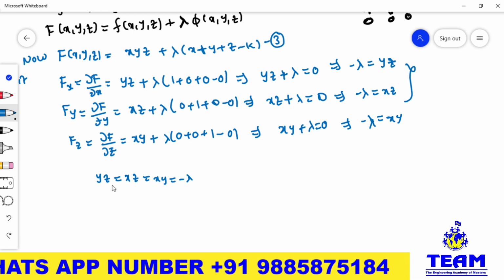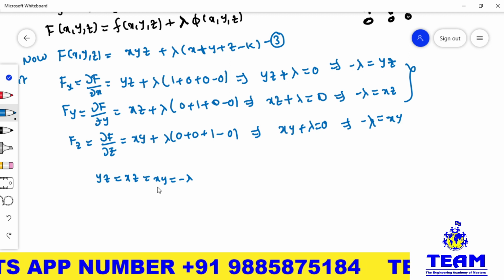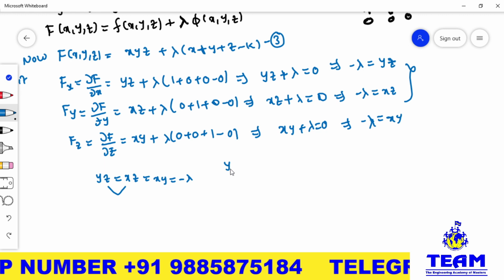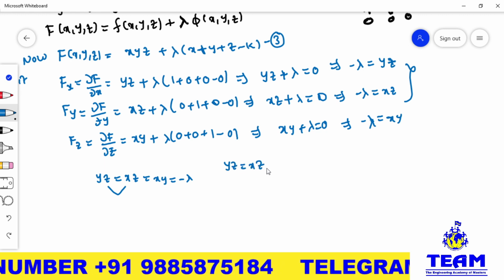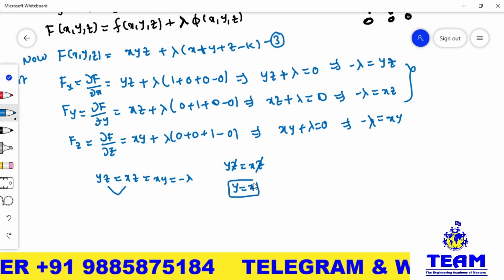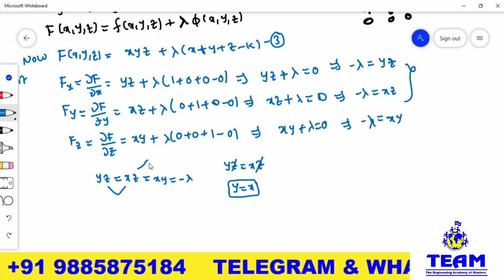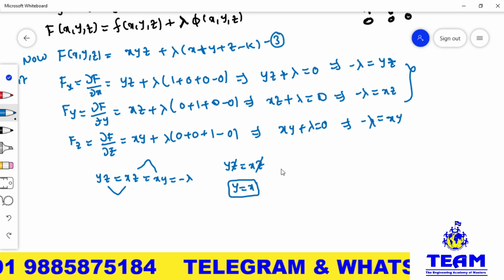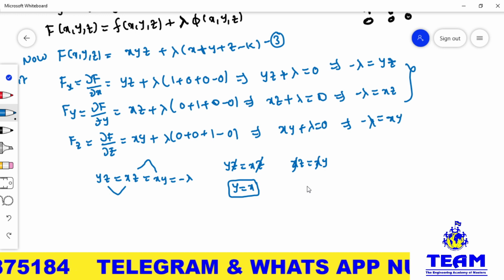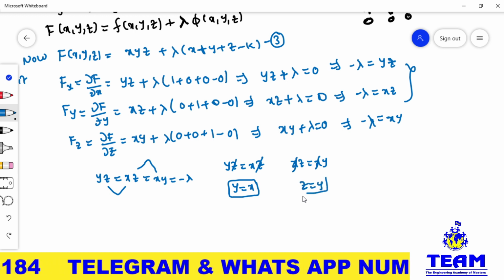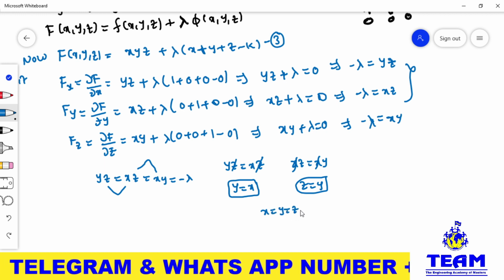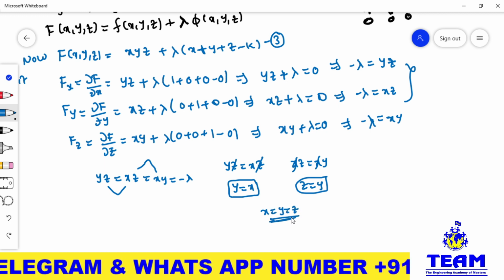We have to find out the stationary values. How can you get them? Take any two. Now, I am taking the first two equations. What we have? yz is equal to xz. Left side z and right side z get cancelled. Then you will have y is equal to x. Give a box for this. Next, you take the second and third equation. xz is equal to xy. Left side x, right side x get cancelled. Then you will have z is equal to y. Give a box for this. From these two equations, what you can say? x is equal to y is equal to z. This is the relation we have between x, y, z.